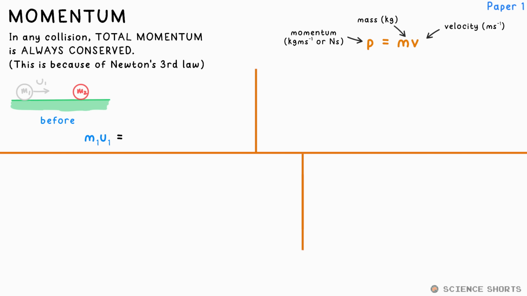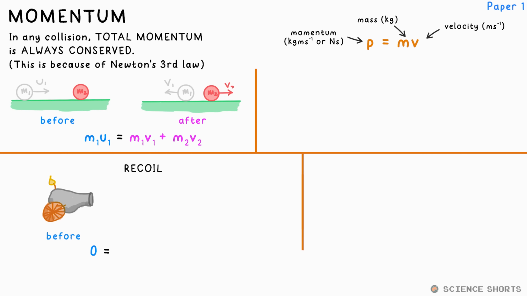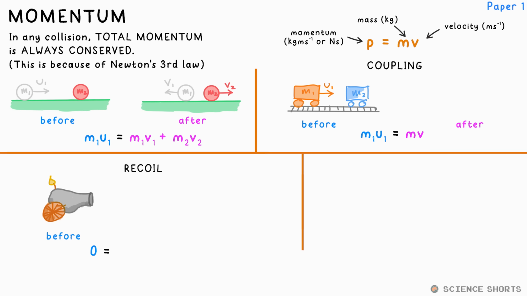You write down m1u1 if there's just one object moving to begin with. Remember u from suvat, we can use it here too. And add on m2u2 if there's a second object moving to begin with too. This then is the total momentum before the collision, before the event. This could also be 0 if nothing's moving to begin with, say a cannon about to fire. Then all we have to say is that this is equal to the total momentum afterwards, m1v1 for one object, plus m2v2 if there's a second object moving too. If they've coupled together, we just say m times v, where m is the total mass of the two.